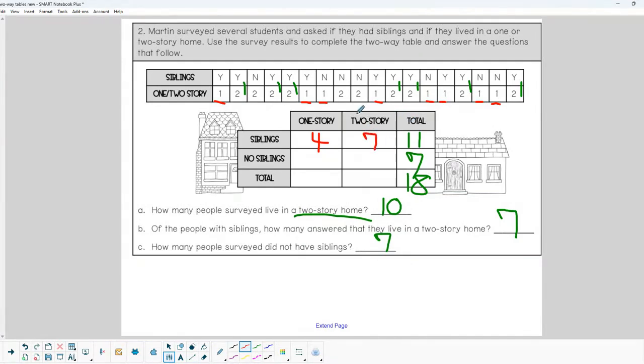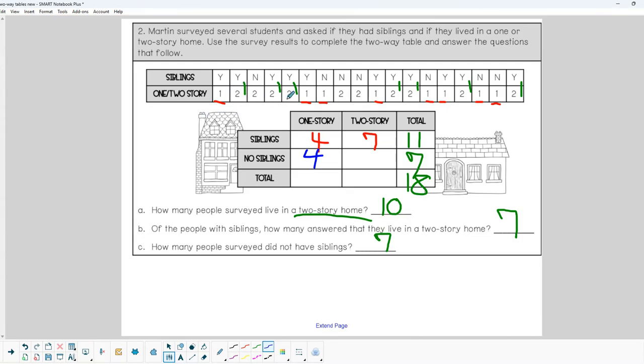All right, so now how many of those who live in a one-story home said they have no siblings? Well, if we look at the ones again, we have to count the ends. So 1, 2, 3, 4. So no siblings that lived in a one-story home would be 4. Make sure we counted those right.